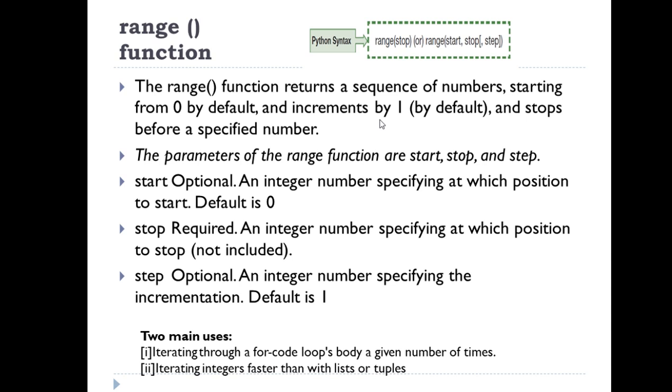But before that, let's try to understand the range function. This is the syntax of range. It can have three arguments: start, stop and step. Start is the first argument, stop is the second argument, and the third one is step. Now start and step are optional.